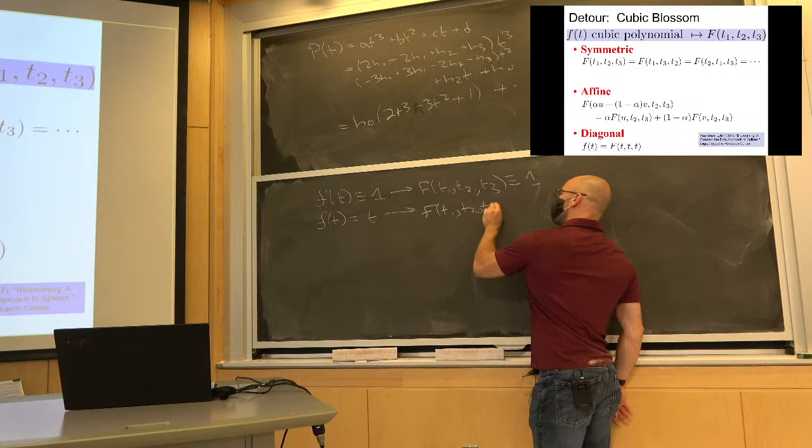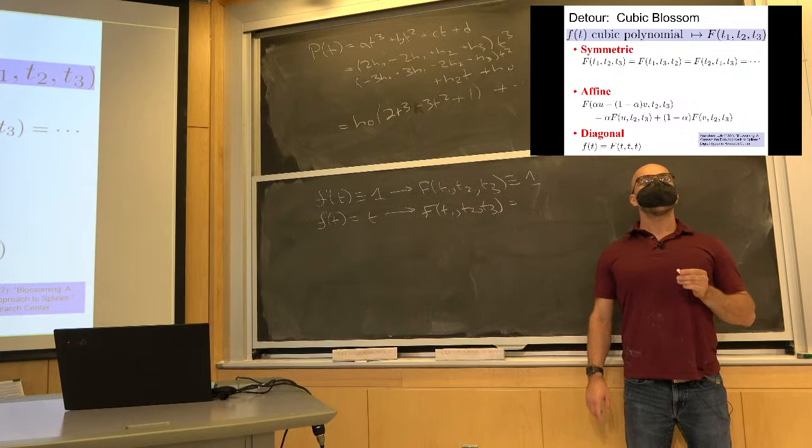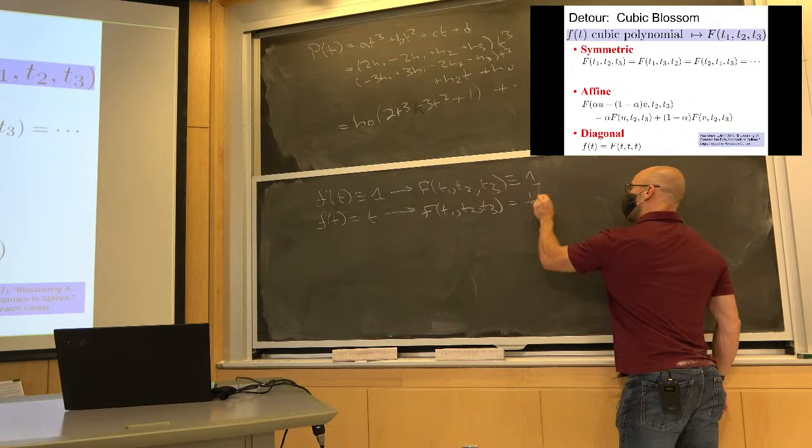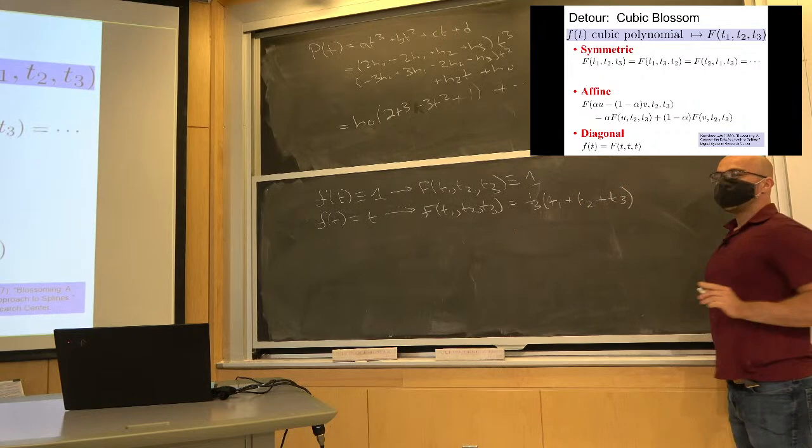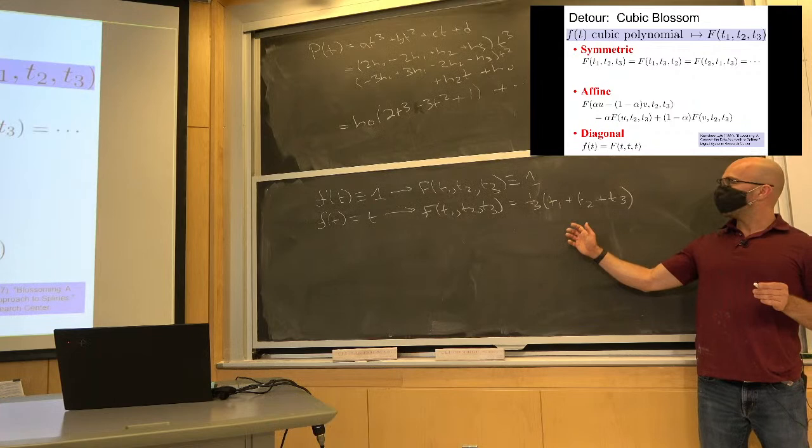So, this one's a little bit trickier. Anybody have an idea how I could construct the cubic blossom? In the back there? Yeah? One third of each of them summed together. That's a great idea. So one third of t1 plus t2 plus t3. Now, let's think about how our colleague came up with this clever formula. So first of all, notice that it's symmetric in the sense that the roles of the three t's pretty much look the same here.